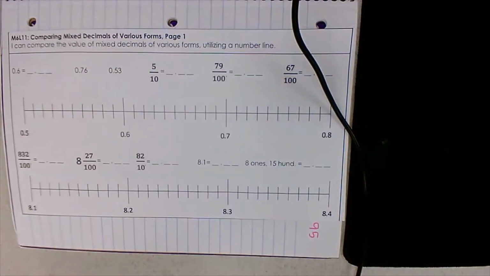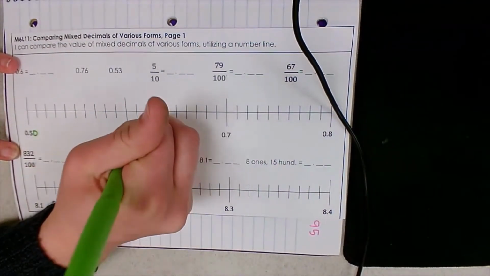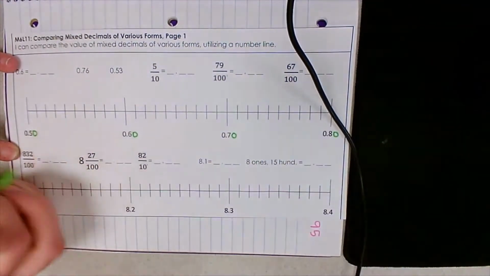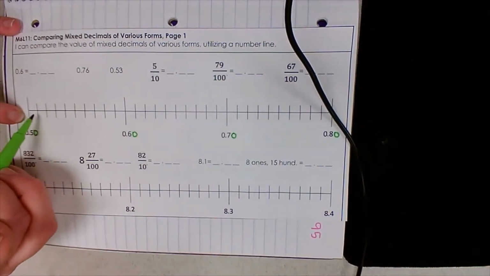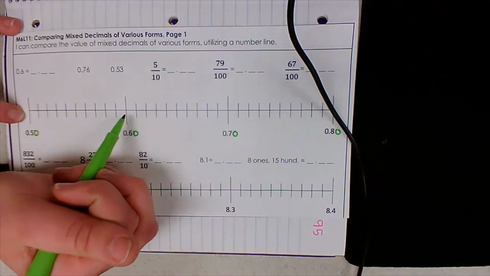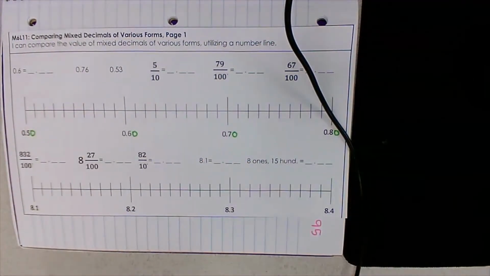Which means it might be easier for our number line if we change our benchmarks to hundredths as well. Instead of 5 tenths, we can call this 50 hundredths, 60 hundredths, 70 hundredths, and 80 hundredths. Where we can count groups of 10 in between, 51, 52, 53, 54, 55, 56, 57, 58, 59, 60, and so on all the way down the number line.